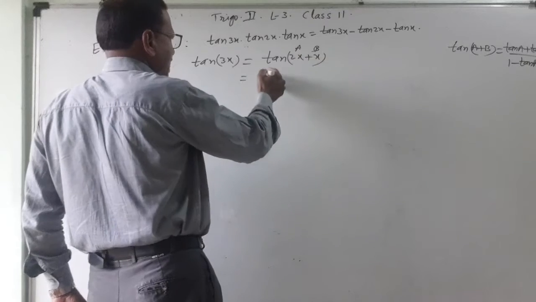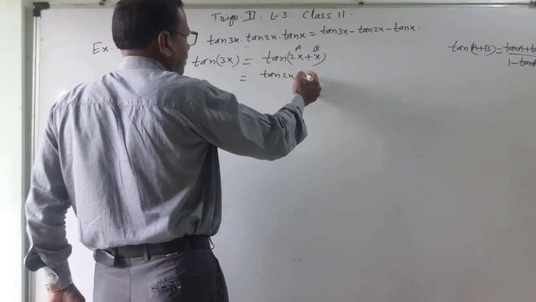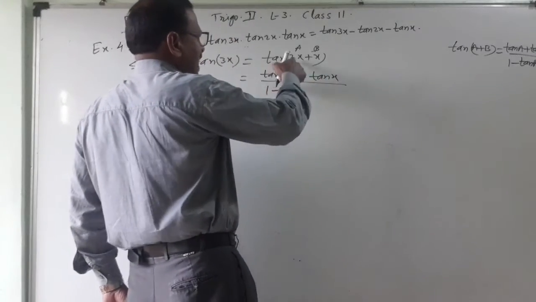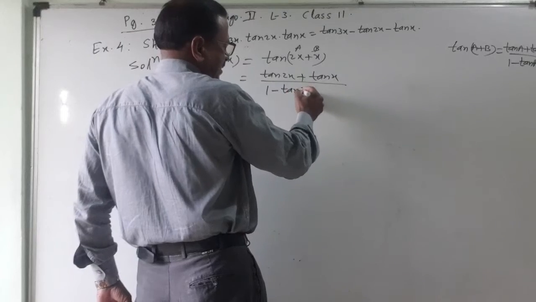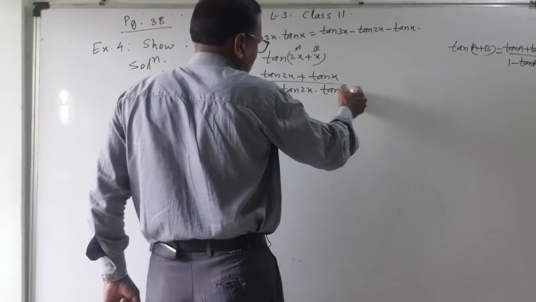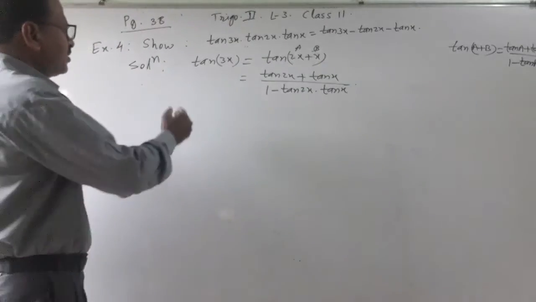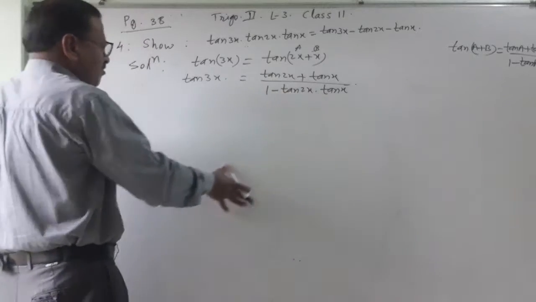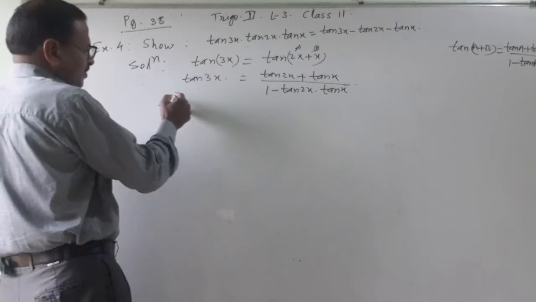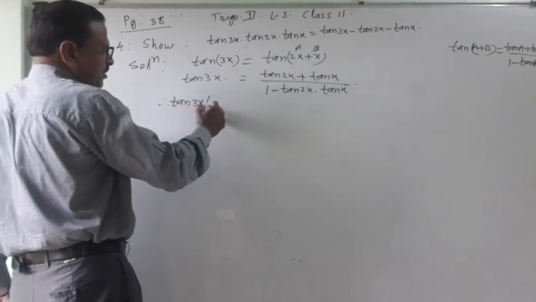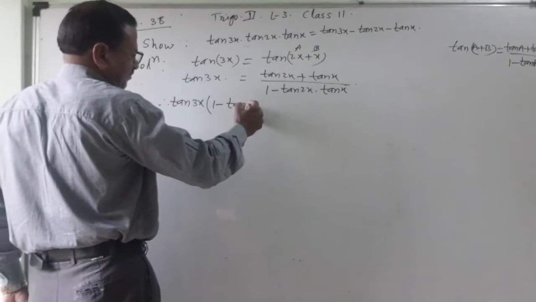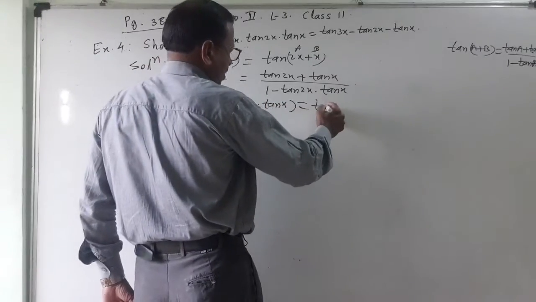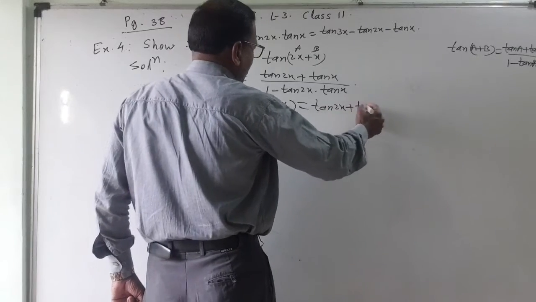On that base, this is tan a and this is b. Tan a plus tan b means tan of 2x plus tan of x, upon 1 minus tan a into tan b, means tan of 2x into tan of x. Hope that you understand this. This is tan of 3x equal to. Now this denominator I will bring here and it will become a multiplication. Therefore tan of 3x into 1 minus tan of 2x into tan of x is equal to tan of 2x plus tan of x.